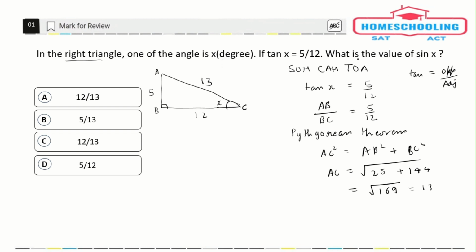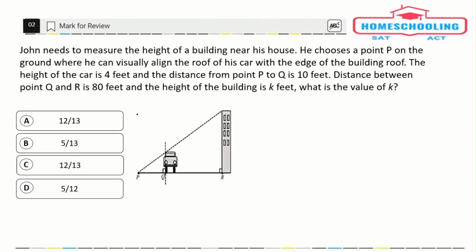In the question, it is asked what is the value of sine x. As we know, SOH, sine x is equal to opposite by hypotenuse. The opposite of this angle is 5 and the hypotenuse AC is 13. So sine x would be 5 by 13. So this is going to be your answer B. Now moving to the next question.